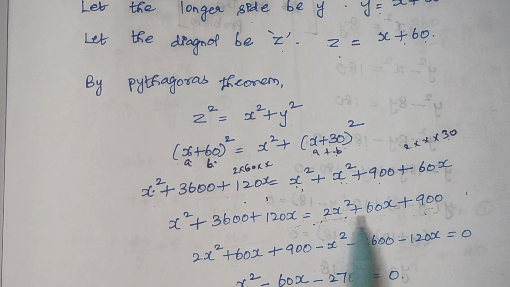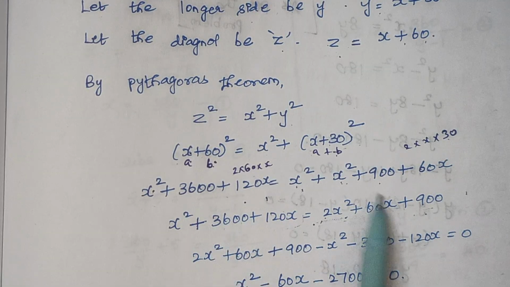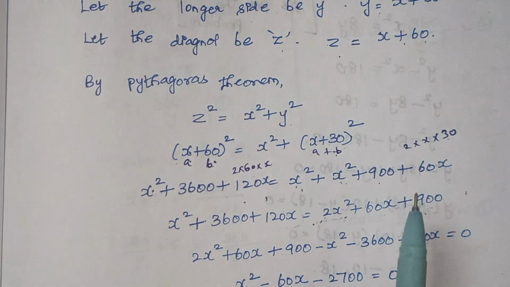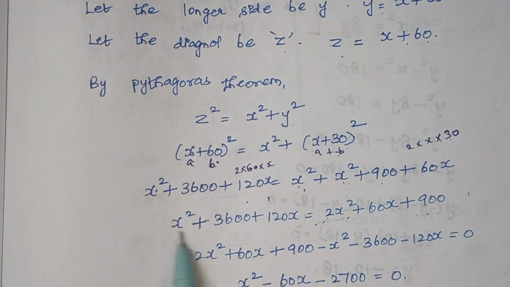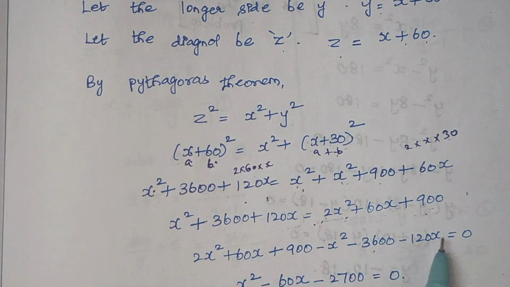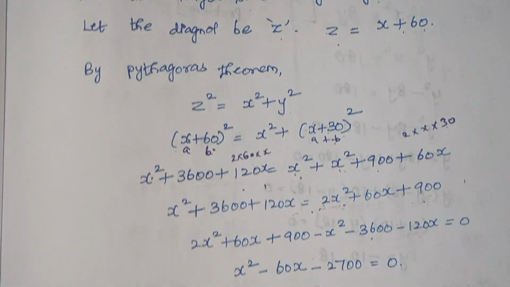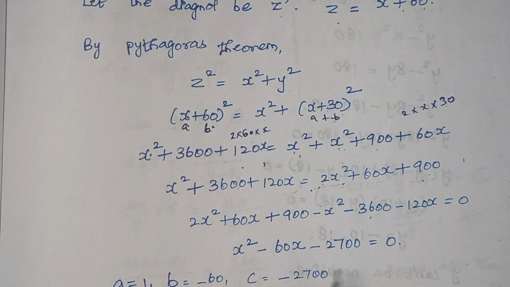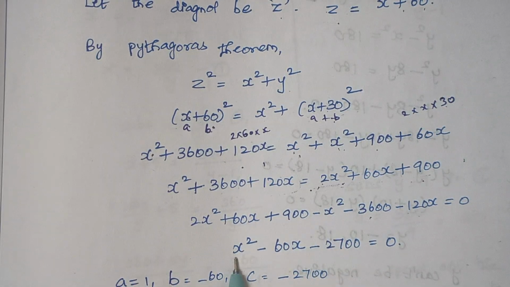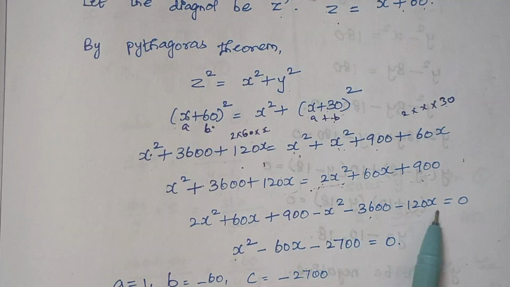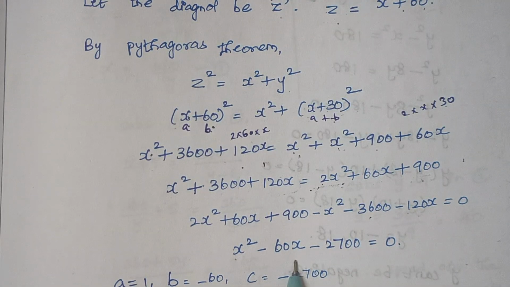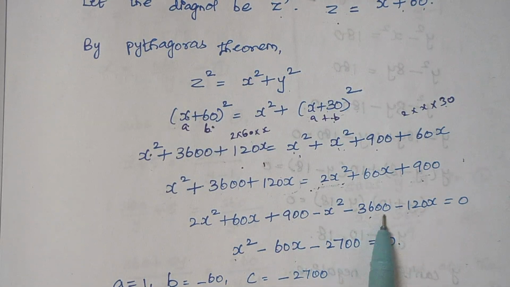So here you see this part as such, and when I move this part to the right hand side, there is a sign change. So here it becomes minus x square minus 3600 and minus 120x equal to 0. Once you simplify, we get 2x square minus x square is x square, and 60x minus 120x is minus 60x, and again 900 minus 3600 gives you minus 2700 equal to 0.